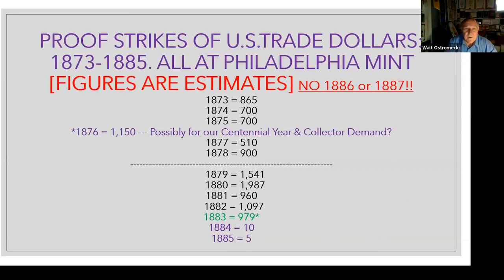Proof mintages of U.S. trade dollars are listed here. Figures, again, are estimates. In 1883, there's a concern that this was added into the regular total for that year, according to Mr. Brissett, because one of the mint superintendents in Philadelphia was very concerned about the proof strikes being out. But 1876, well, that was a centennial year for the United States. And I assume there were a lot more issued for collector demand, for having a memento or a souvenir of our centennial.